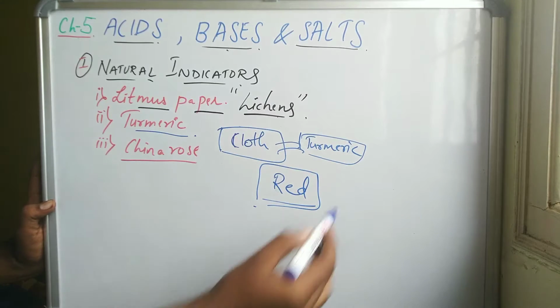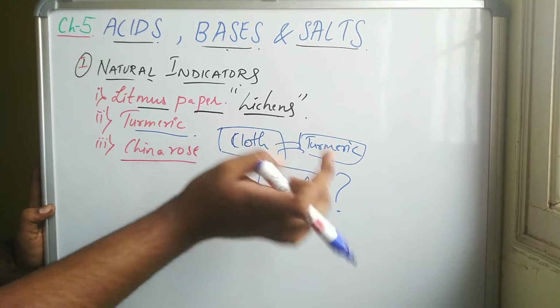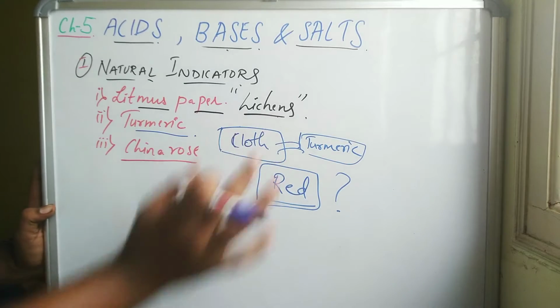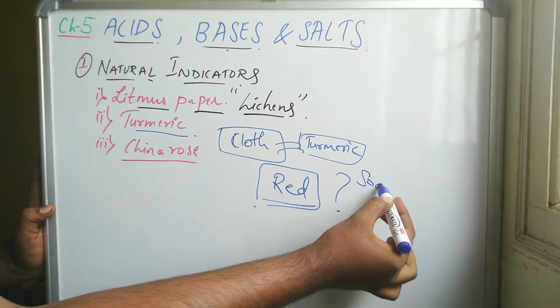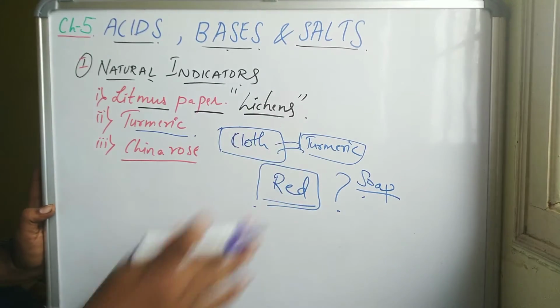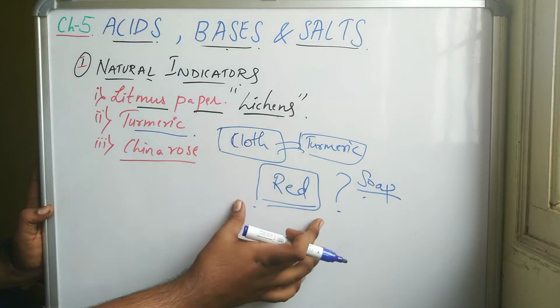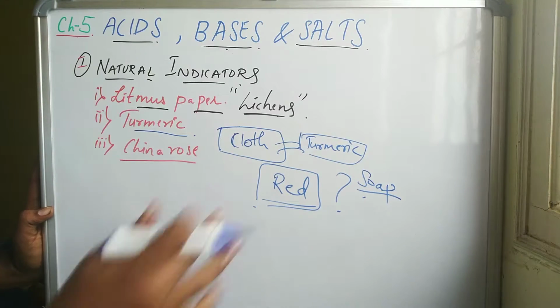Why does this happen? This is a question. I'll repeat. One cloth is there, and a turmeric paste or turmeric stain is there on your dress. When you wash it with soap, the region wherever the turmeric stain is there changes the color into red. Instead of yellow, it changes into red. You know why this happens?